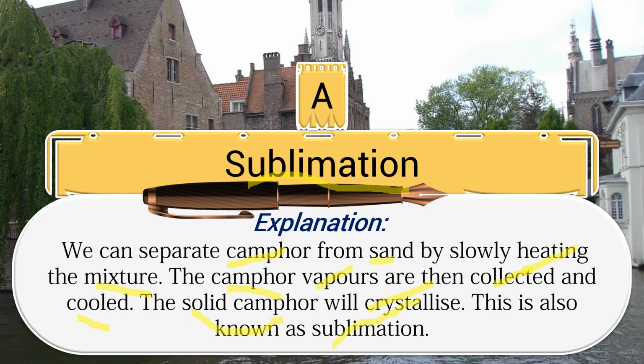So we are saying that we can separate copper from sand by slowly heating the mixture. When we heat the mixture, copper is going to turn into vapor, and this vapor will be collected and cooled, and then it will go back to solid copper, which will crystallize out. And this is what we call sublimation.